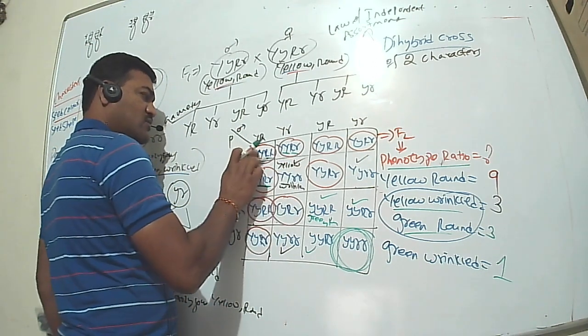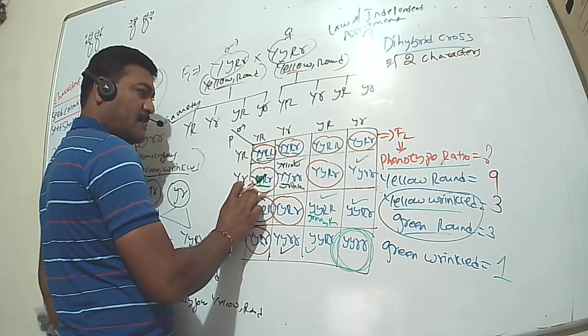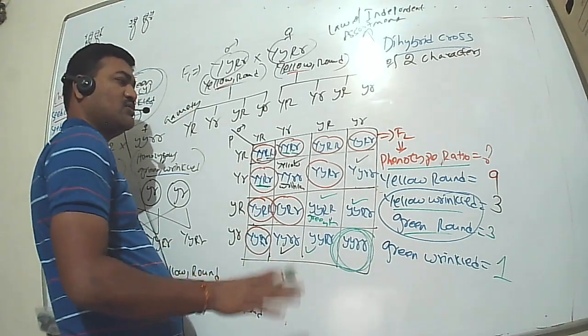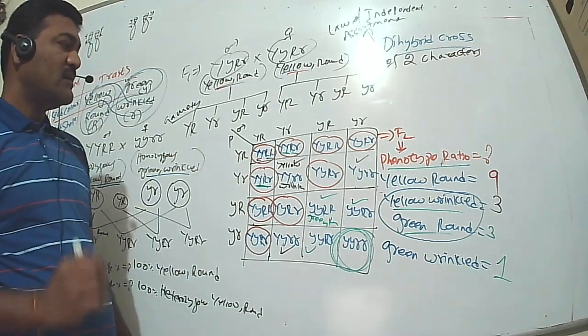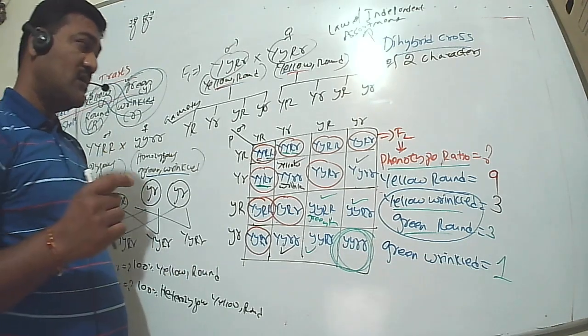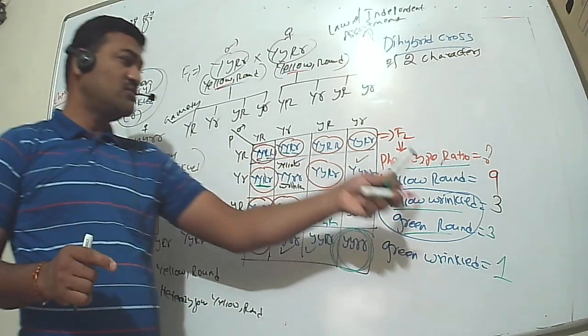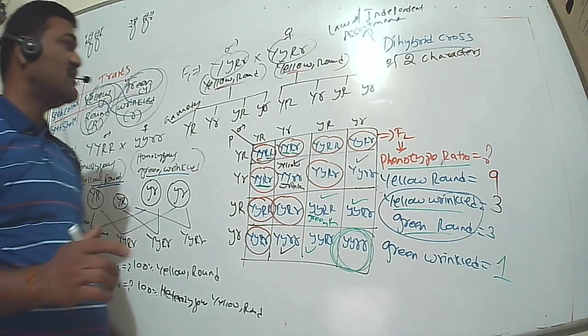So homozygous yellow, homozygous round is one. Homozygous yellow and heterozygous round are two. And like that you have to see. It becomes a big list. I don't want to focus on genotype ratio. Just restrict our study only till phenotype ratio. So what is the phenotype ratio of F2 generation in a dihybrid cross? It is 9:3:3:1. This is about the monohybrid cross, dihybrid cross.